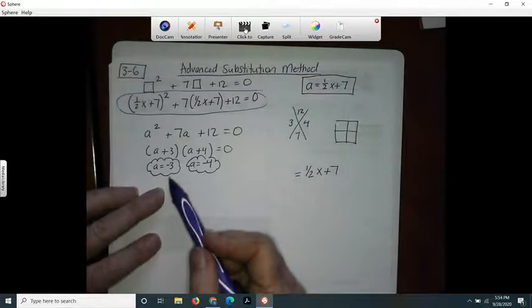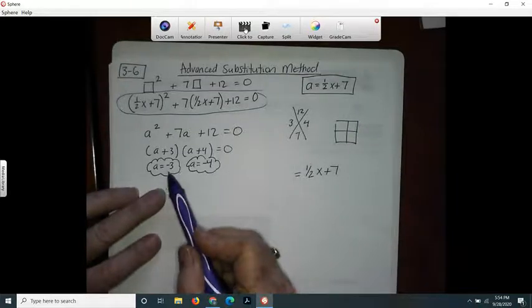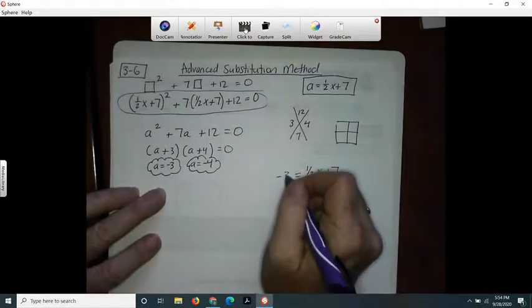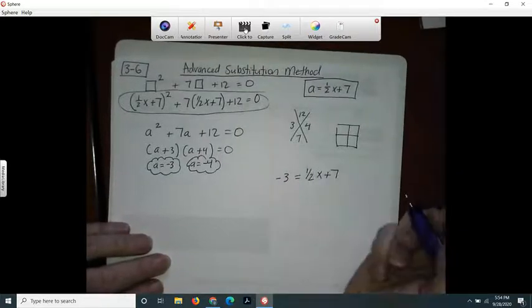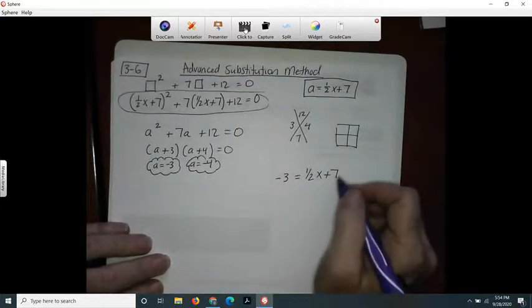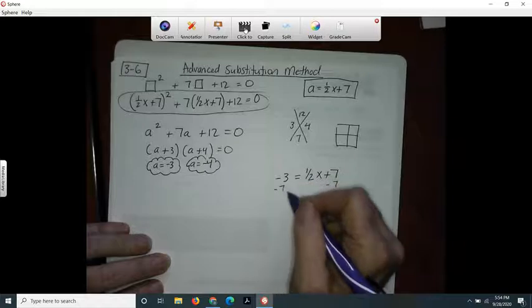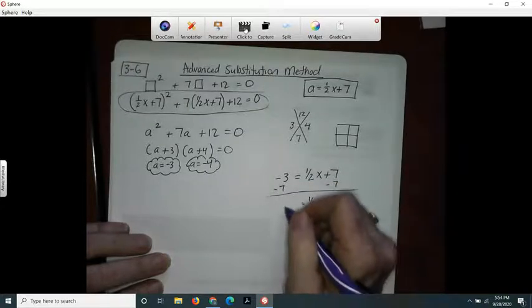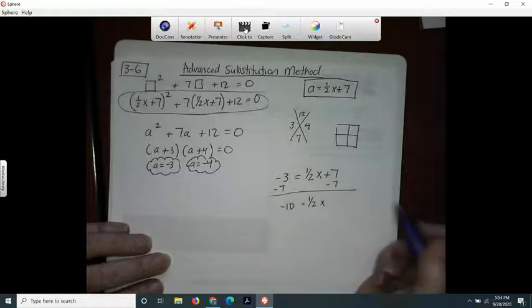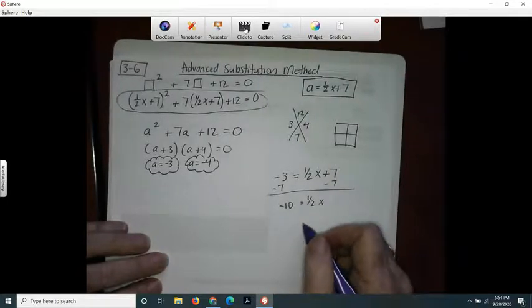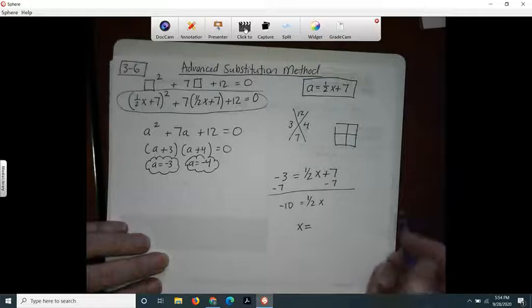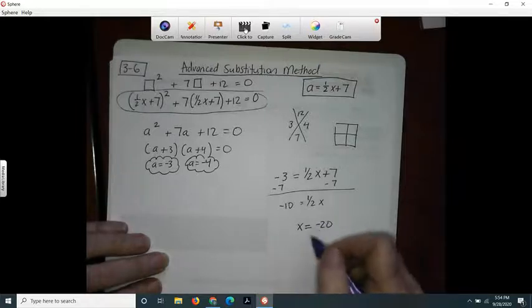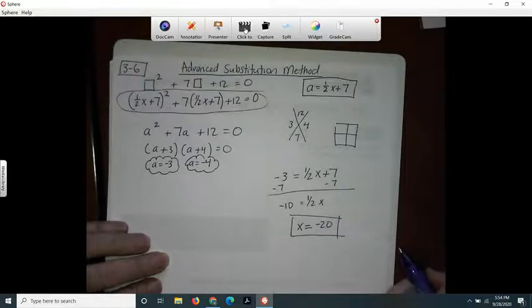Well, I have two different A's, so I'll do them one at a time. First, I'll do the negative 3. Okay, so I guess I could subtract 7 on both sides. And I multiply both sides by 2, and I think I'm going to get X equals negative 20. Okay, but I have to do it again.